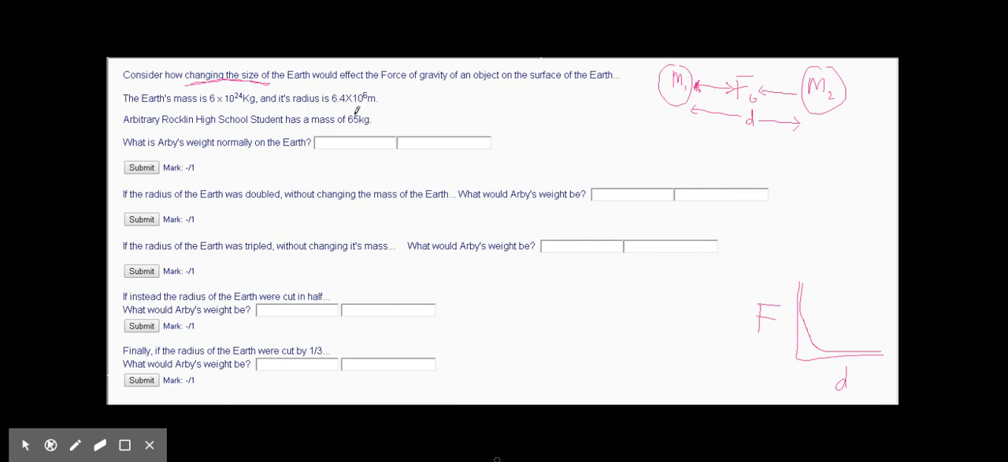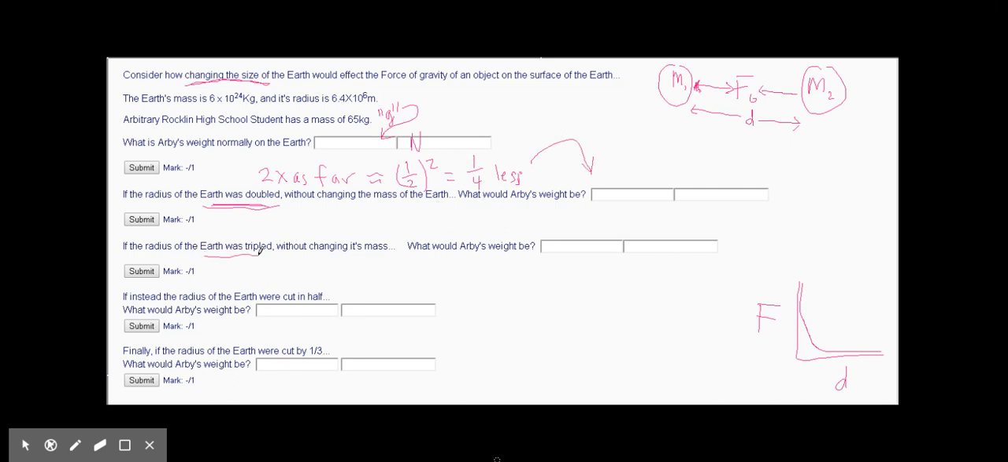So RB's weight is 65 times 9.8, so we're just going to use regular Earth G to begin with, and we'll fill that in right there in newtons. That's RB's regular weight. And then now the radius of the Earth was double, so really we're saying twice as far. So we're 2 times as far. If we're 2 times as far, that's going to give us the inverse square law, and so the inverse of that is actually 1/4 less force, or 1/4 the force. So the force is going to be, you divide your original by 4.